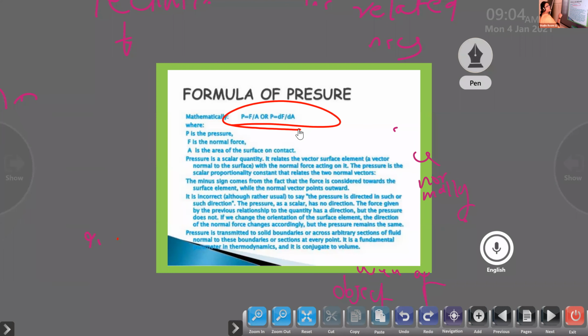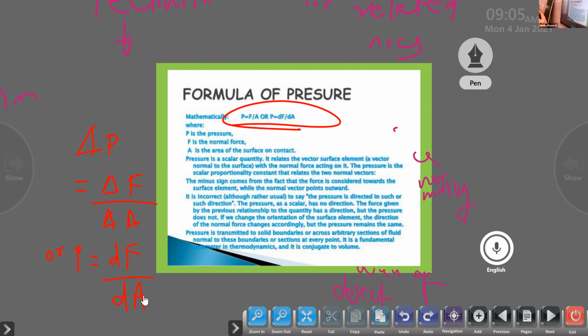So you can write the equation pressure is equal to F by A, or change in pressure delta P is equal to delta F by delta A, or P is equal to dF by dA, because in physics we always talk in terms of a small area, and then we generalize the equation. And pressure is a scalar quantity.